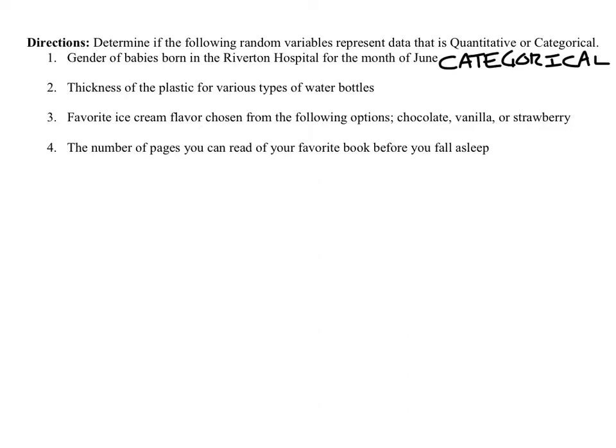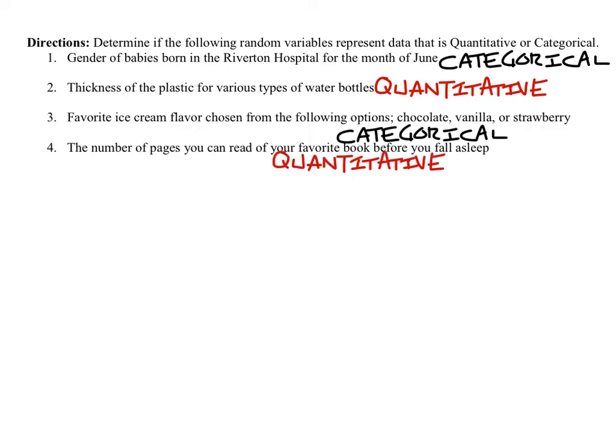Number 2, thickness of the plastic for various types of water bottles. Well, we're looking at thickness here, which is a measurement, so that would be quantitative. Number 3, favorite ice cream flavor chosen from the following options: chocolate, vanilla, or strawberry. Now this one, again, we're not really looking at the numbers, right, a count. We're looking at categories of ice cream flavors, such as those three. So it is categorical. And then finally, the number of pages you can read of your favorite book before you fall asleep. That one is the number of pages, so it is quantitative.